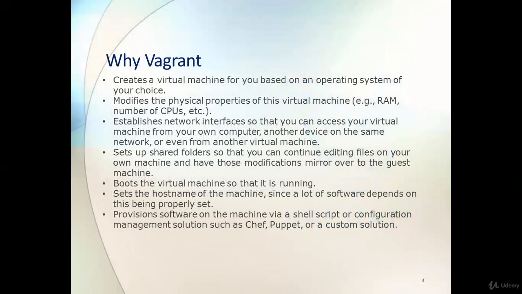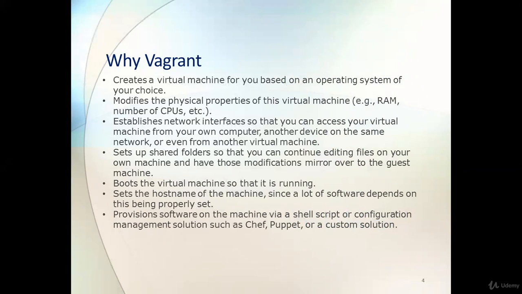So Vagrant allows us to do multiple things like installing the operating system of our choice, modifying the RAM and CPU. We can work on the network interface by using Vagrant. If we need an IP, we can define it. If we need NATing, we can define it. Everything we can do in Vagrant.